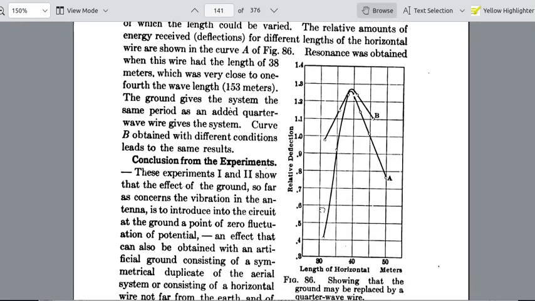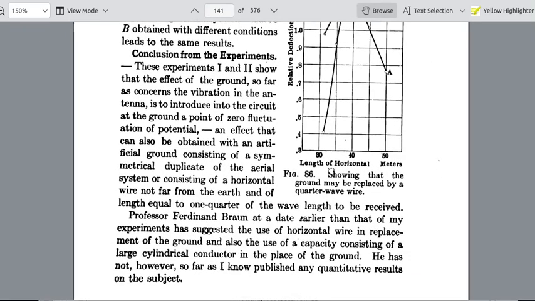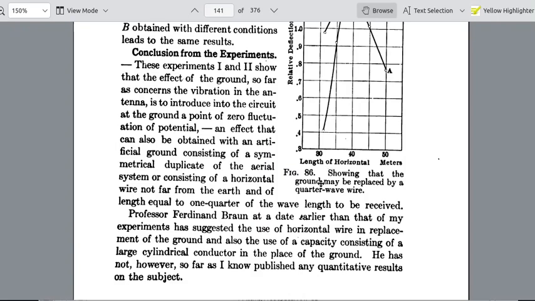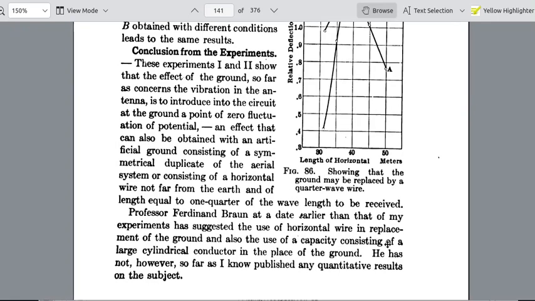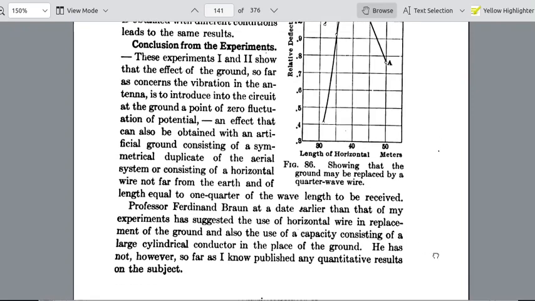Conclusion from the experiments. These experiments 1 and 2 show that the effect of the ground, so far as concerns the vibration in the antenna, is to introduce into the circuit at the ground a point of zero fluctuation of potential, an effect that can also be obtained with an artificial ground consisting of a symmetrical duplicate of the aerial system, or consisting of a horizontal wire not far from the Earth and of length equal to 1/4 of the wavelength to be received. Professor Ferdinand Braun, at a date earlier than that of my experiments, has suggested the use of horizontal wire in replacement of the ground, and also the use of a capacity consisting of a large cylindrical conductor in the place of the ground. He has not, however, so far as I know, published any quantitative results on the subject.